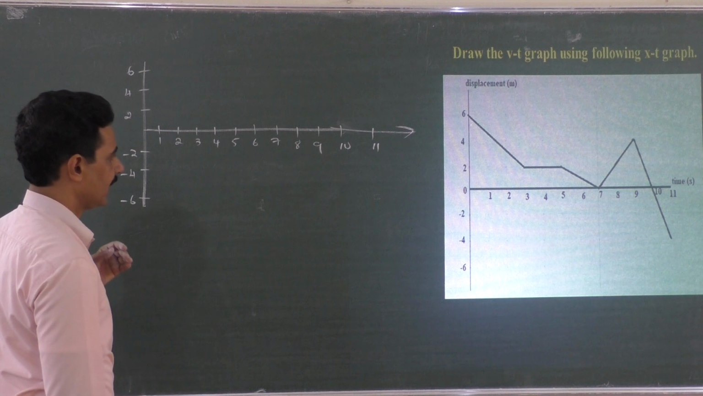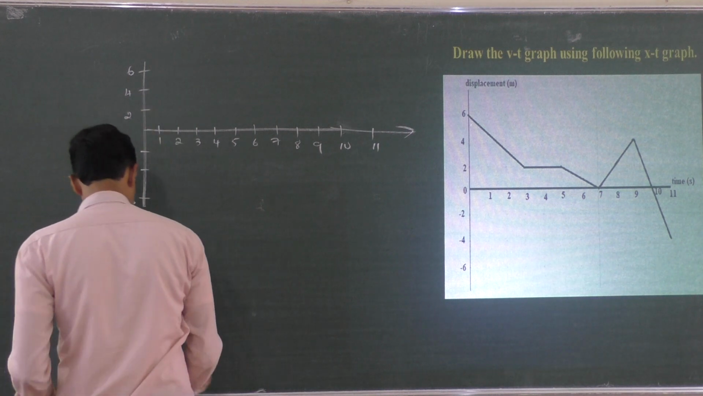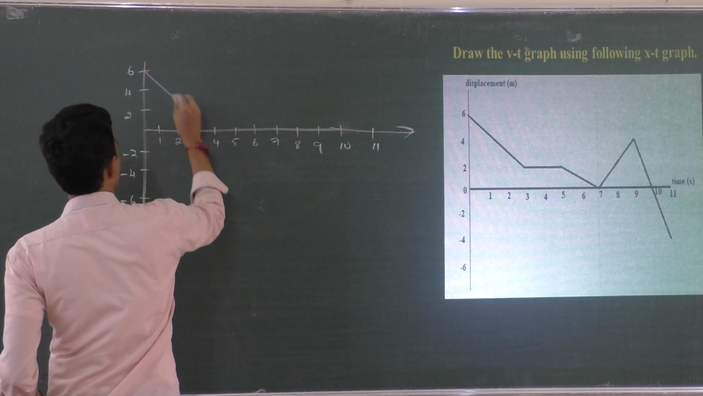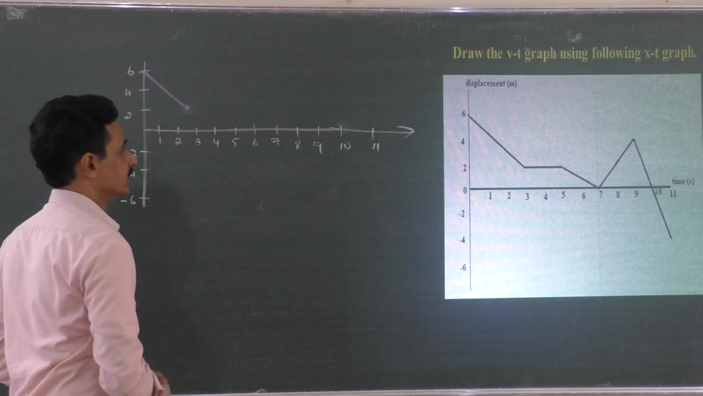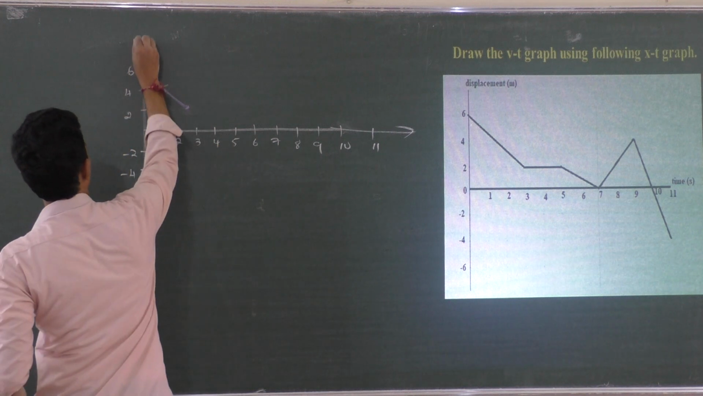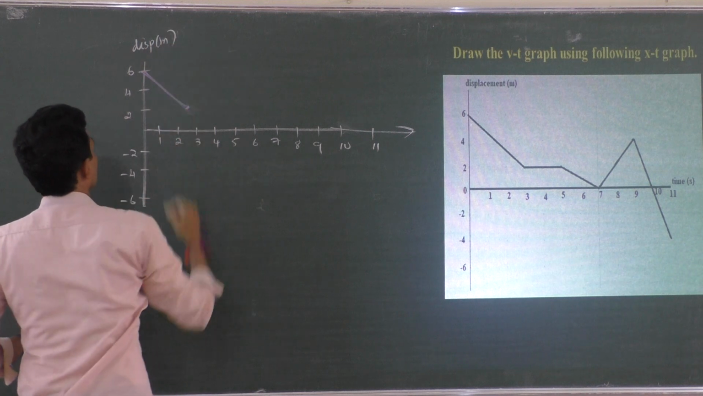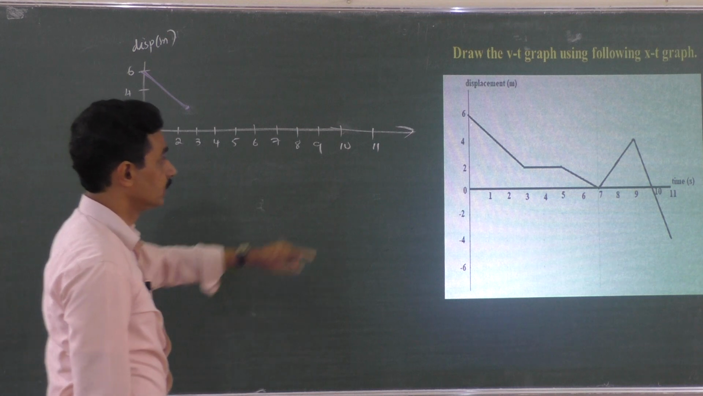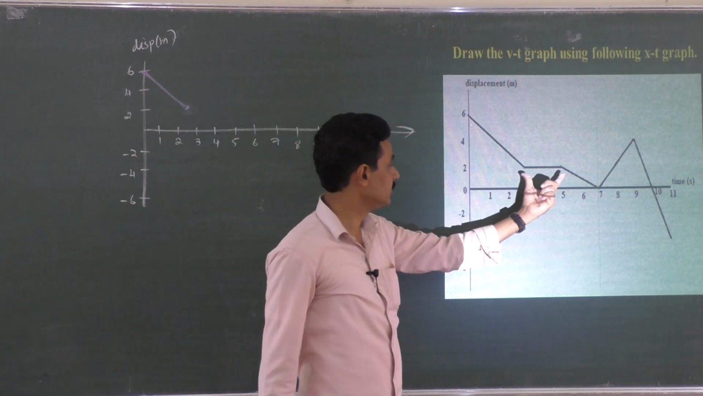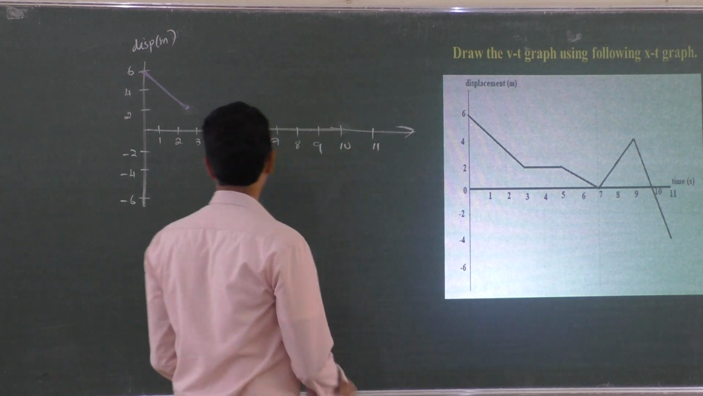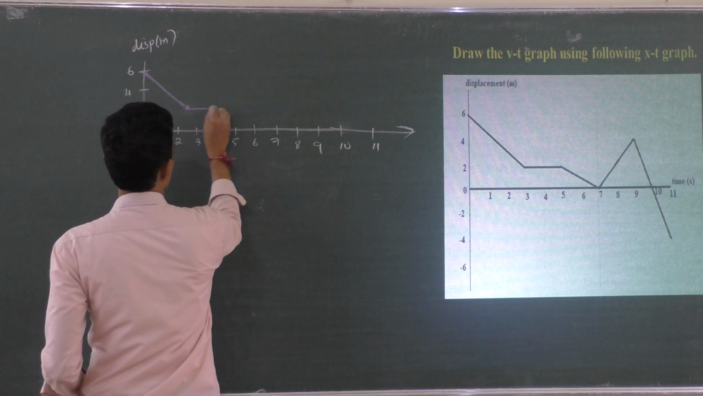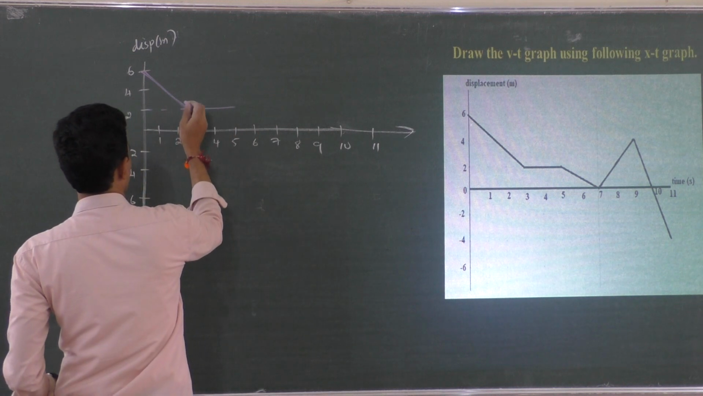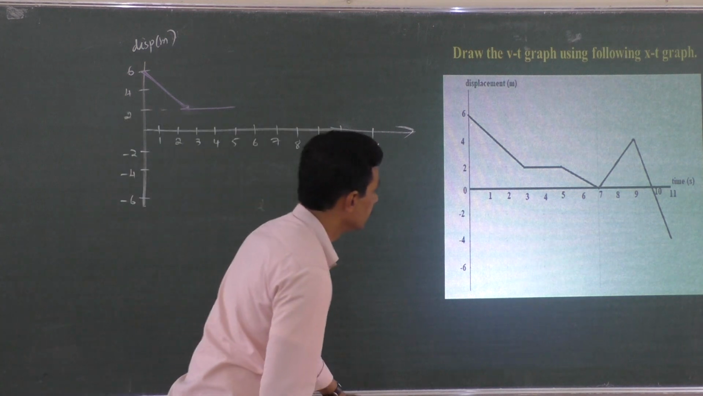From 6 directly to 2 in 3 seconds. Drop. 6 meters to 2 meters, because this is displacement in meters. Then it remained at 2 meters. See, this is displacement, it is not velocity. It remained at 2 meters for a while, from 3 to 5 seconds. Okay? Yeah, this is 2 seconds. It is 3 seconds, yes.